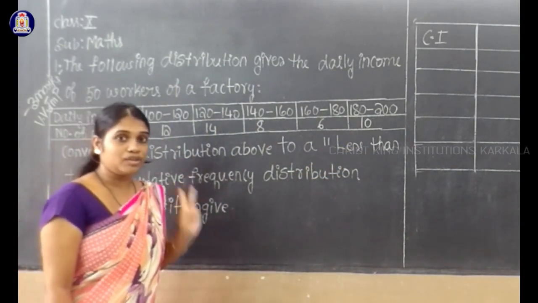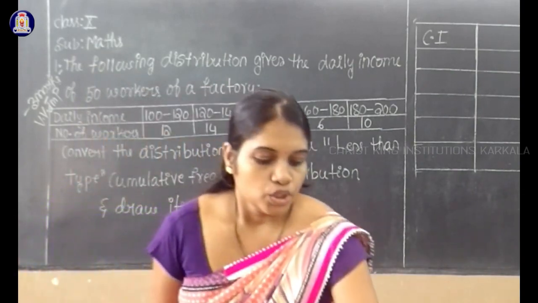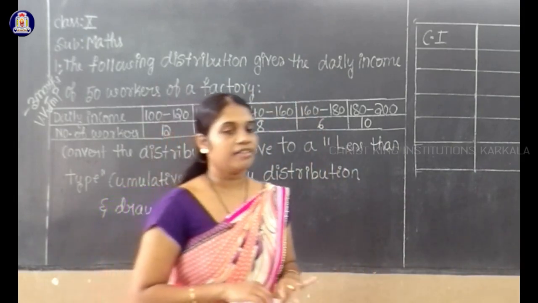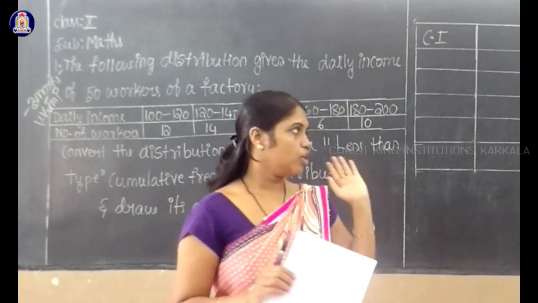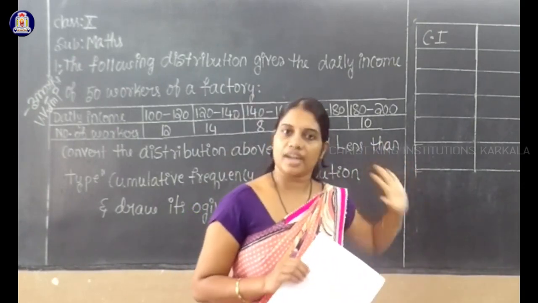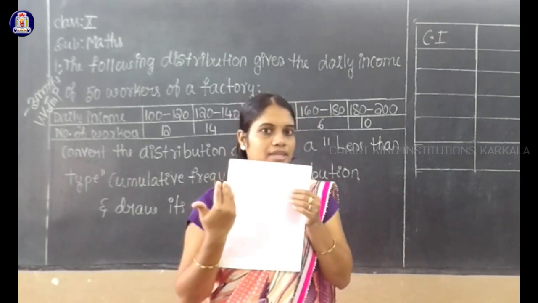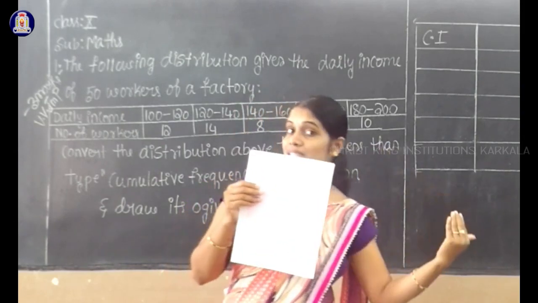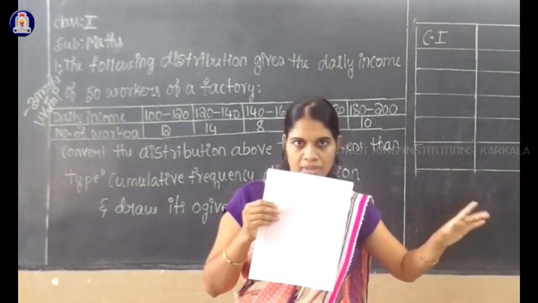Okay, don't be confused among these two types. And one more thing, you have to solve this problem in your graph book. Everyone, make sure you take one graph book. Normally in your graph book, the left side will be a graph sheet, isn't it? But on the right side, you will have some ruled pages.